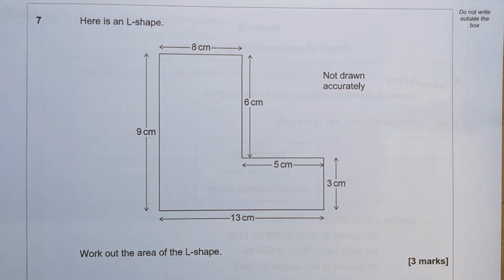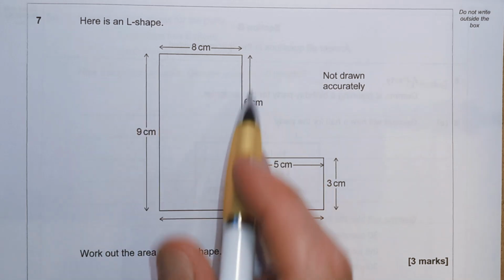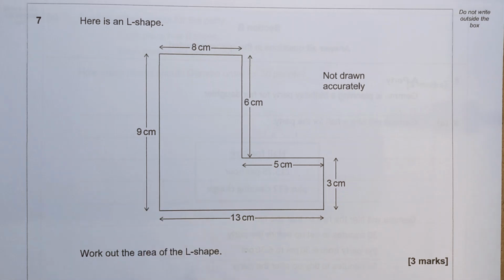Question 7. Here is an L shape. We've got the measurements for all of the sides on here. Work out the area of the L shape. So the area is the space inside. So what we're going to have to do is break this up into rectangles.